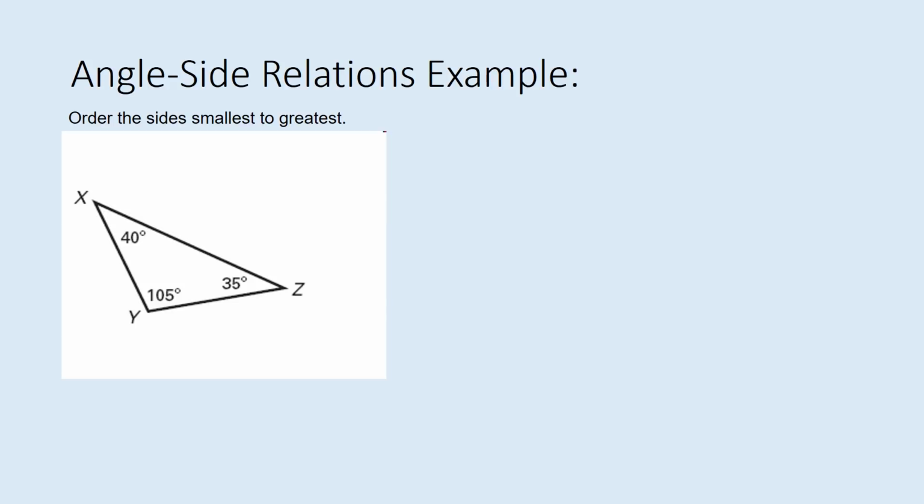If we look at one more example, we're ordering the sides from smallest to greatest like we did in our foldable. So we're going to start with the side across from our smallest angle. Oh, excuse me, wow, 35 is smaller than 40. So we're going to start with the side across from that angle, which is XY, and then we go to YZ because 40 is the next largest angle, and the side across from that is YZ. And then the side across from 105 is XZ, so we should be going from XY to YZ, and then XZ, those 3 side lengths in order from smallest to greatest.